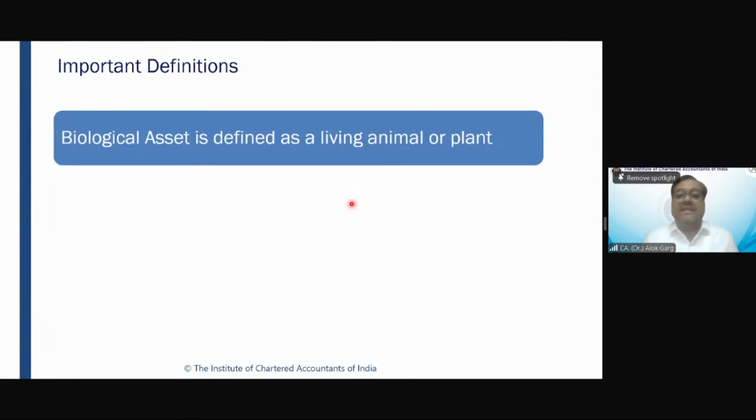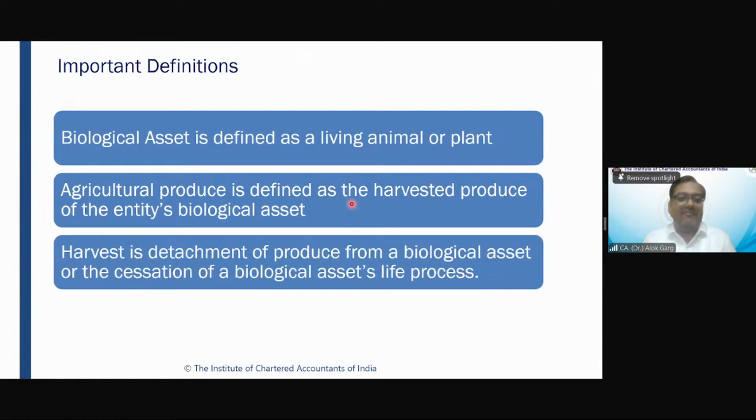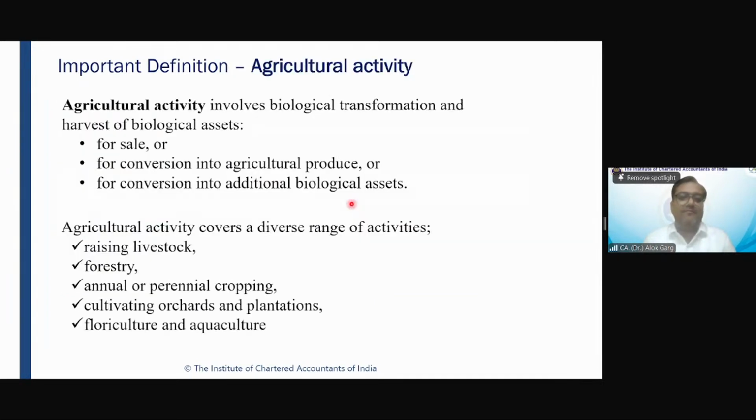So what is a biological asset? It is defined as a living animal or plant. What is agriculture produce? It is defined as the harvested produce of the entity's biological asset. Harvest means detachment of produce from a biological asset. What is agricultural activity? Agricultural activity involves biological transformation and harvest of biological assets for sale.